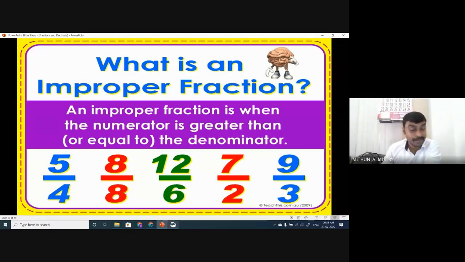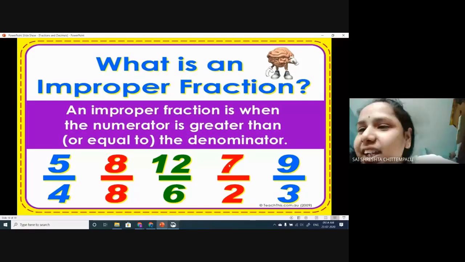So here in the example 5 by 4, you can see that the numerator is 5, denominator is 4. Means numerator is greater than 4. In the example 12 by 6, numerator is greater than 6.